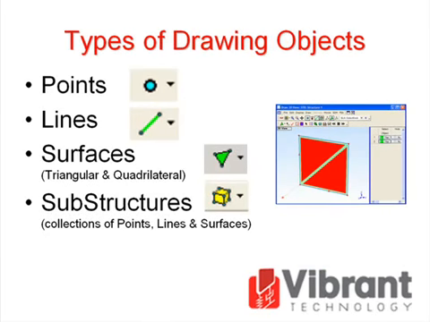Structure models are drawn using the following types of drawing objects: points, lines, surfaces, and substructures. A substructure is merely a collection of points, lines, and surfaces. Once it is defined, a substructure can be manipulated just like a point, line, or surface. Complex structure models are more easily built by assembling together several smaller substructures.